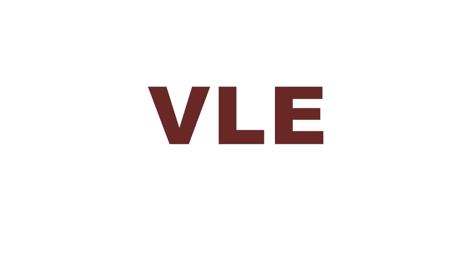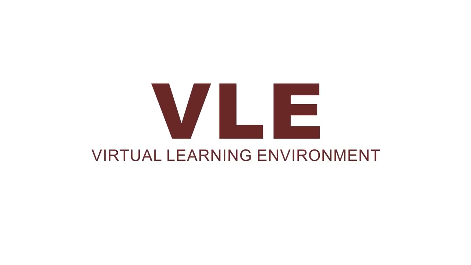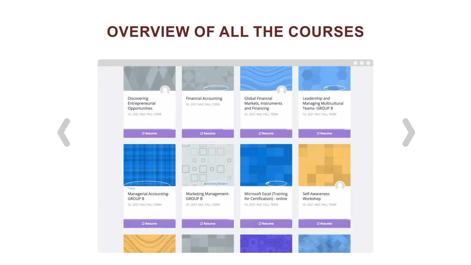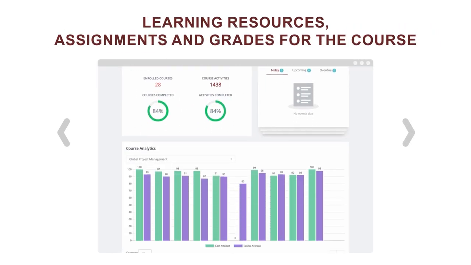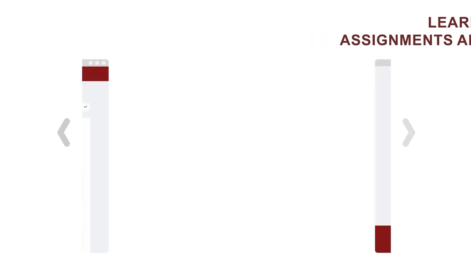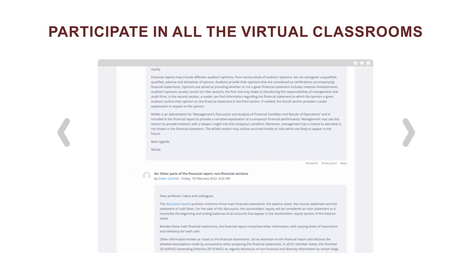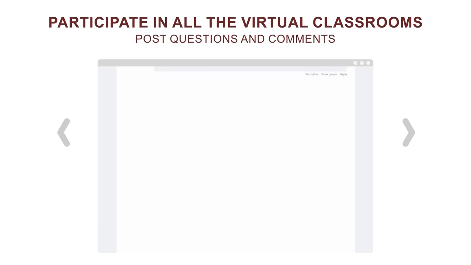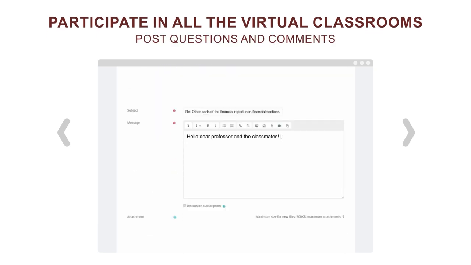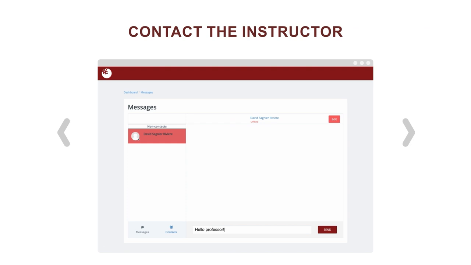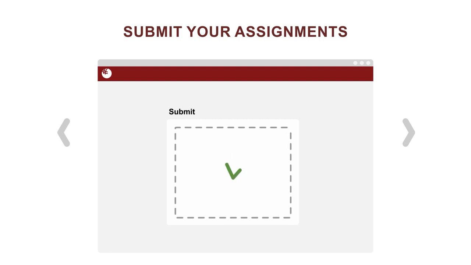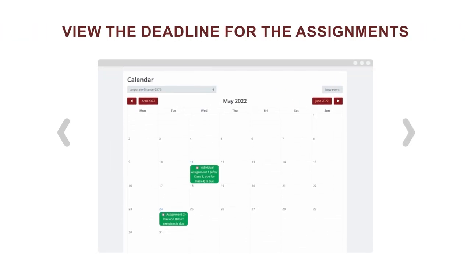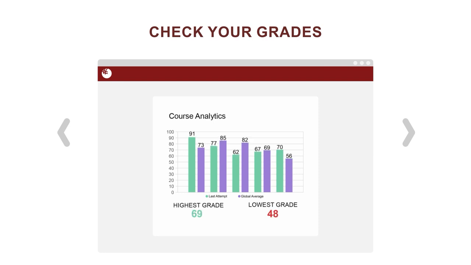Online learning at GBSB Global takes place in the VLE, Virtual Learning Environment. In the VLE, you can have an overview of all the courses you are enrolled in. Find all the learning resources, assignments, and grades for the course. Participate in all the virtual classrooms for all the courses you are enrolled in. Post questions and comments on the course forum. Contact the instructor. Submit your assignments, group projects, and final individual assignment. View the deadline for the assignments in the calendar and check your grades.